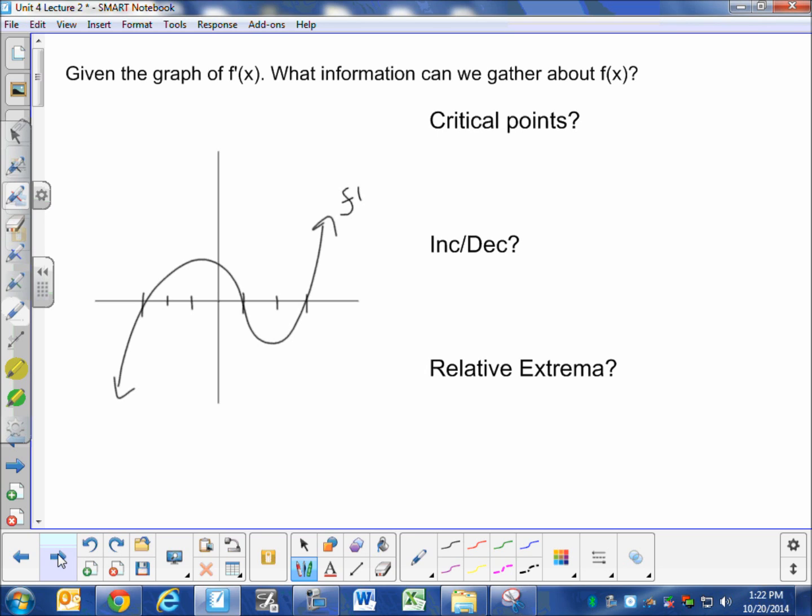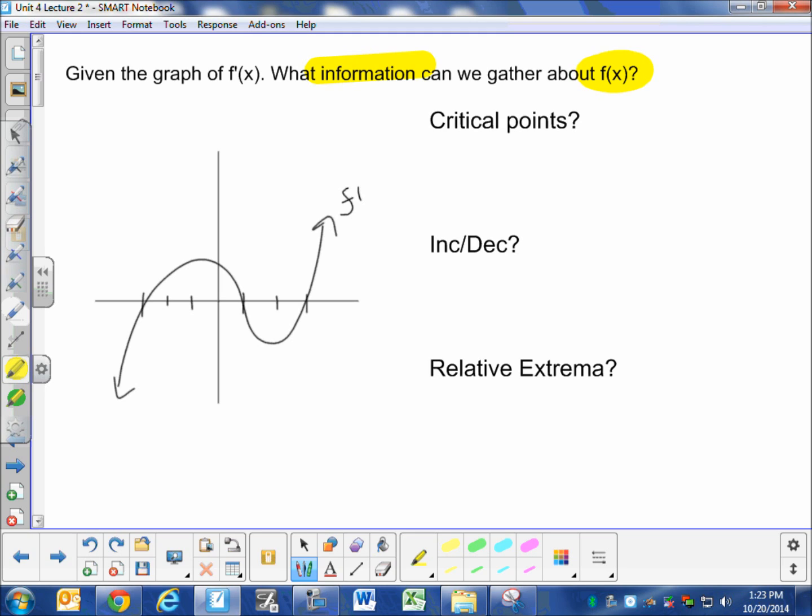I'm giving you now a graph of f prime. This is not the graph of f. Everybody sketch down this graph of f prime. The key thing is that I'm looking for information about f. This is f prime.